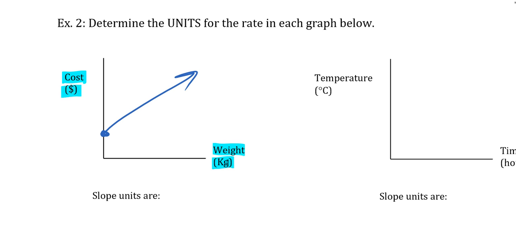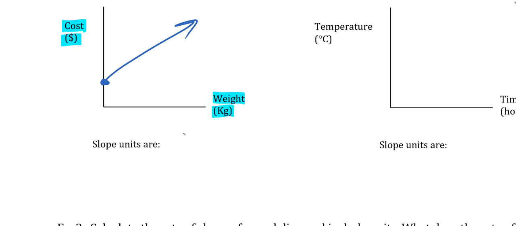And what would the units of the rate of change be in this case? Anybody want to make a guess? There's an easy way of knowing, but I'm curious if somebody has a gut. Very good. So the slope of the units are going to be dollars per kilogram.